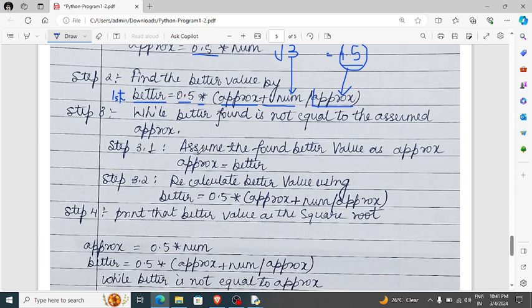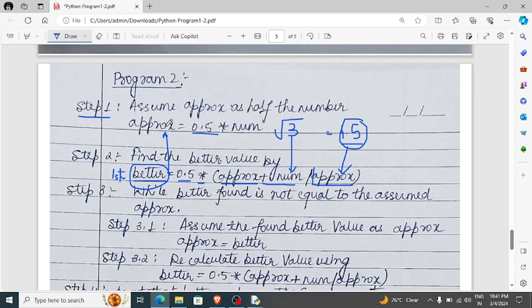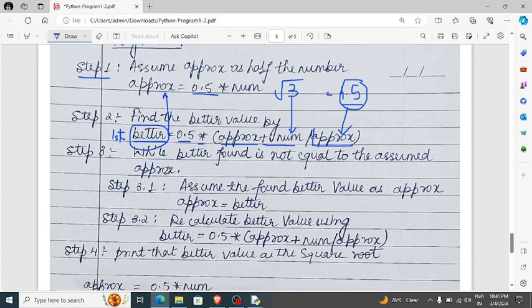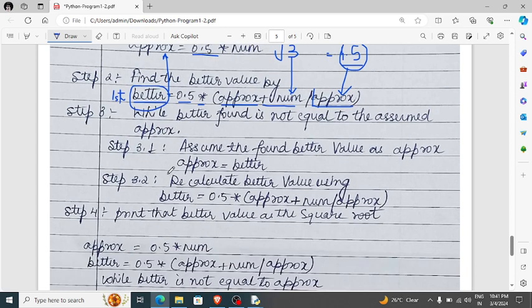Okay, then what is the step you're going to do? You are going to compare whatever better value you have got here with the approximate value. Is my approximate value equal to better? That is no way going to happen in the first iteration. So what you do is step 3.1, that is, while better is not equal to the assumed approximate value. So it is not equal, you have tried it.